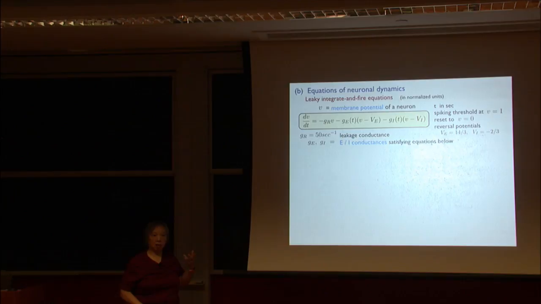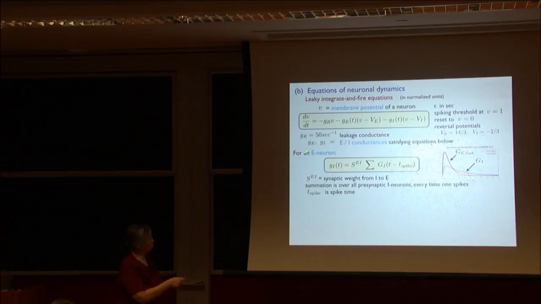When some excitatory neuron hits it, it tries to go up and it tries to push down. So it kind of goes up and down like that. And when it reaches the top, it fires. Okay, so what do these conductances look like?